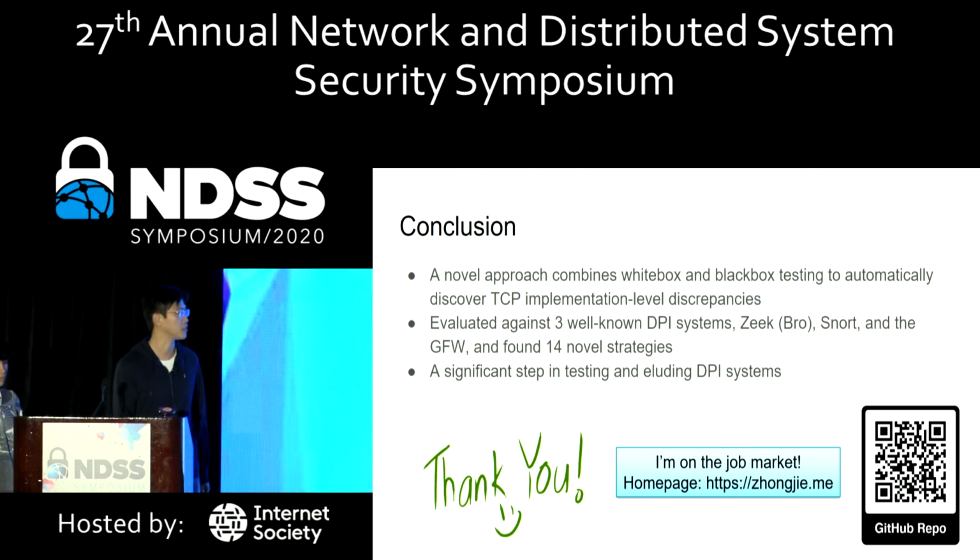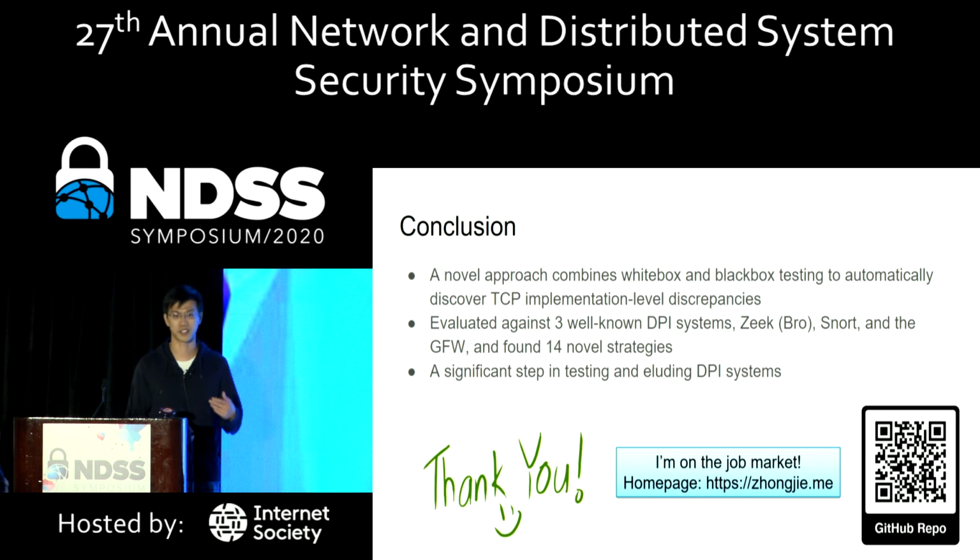So comparing to another automated tool, I think they feed some existing evasion strategies to it and then use a genetic algorithm to evolve those strategies to find new strategies. And kind of like they are mutating existing packets. But instead, we are trying to take the implementation to find all the corner cases in the implementation. So I think it's from a different angle.